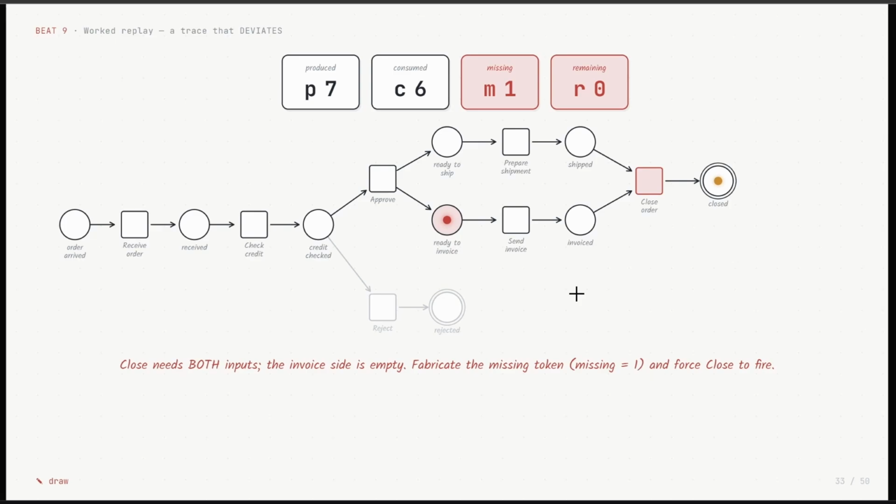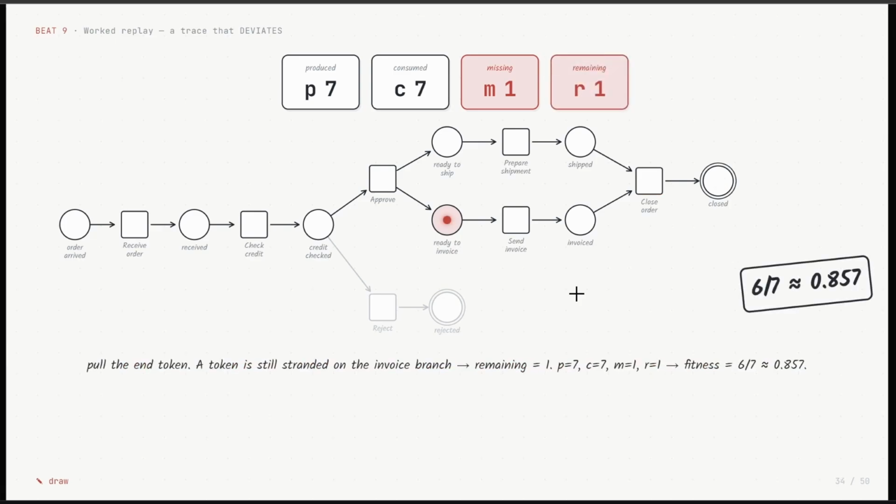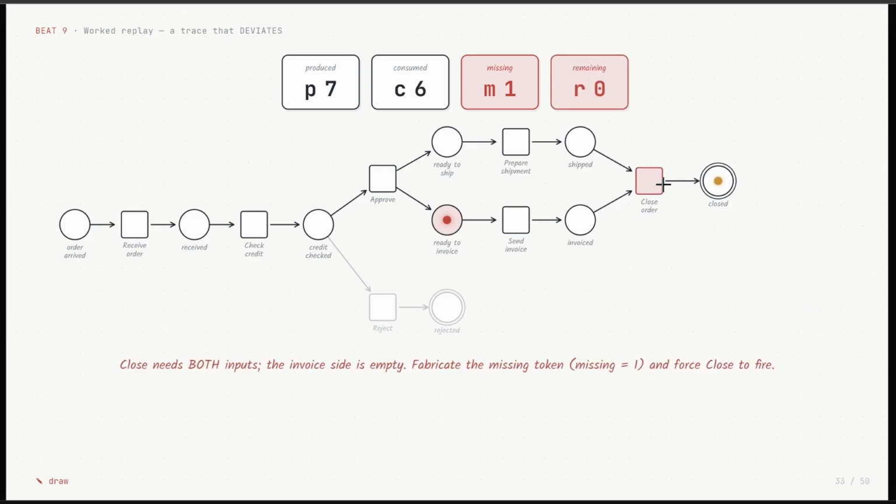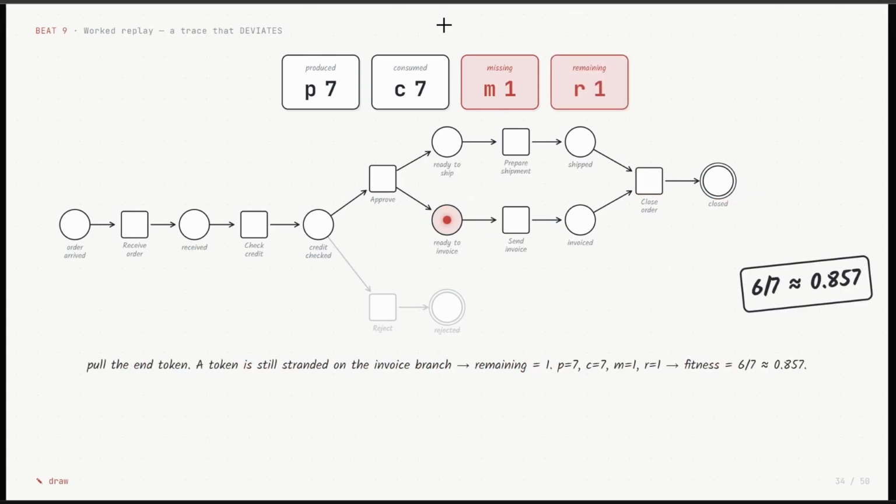The other problem also is that now, when we pull the token out of the end place, we are going to have one remaining token, which is here. So we're going to have to increment both the remaining and the missing token by one. If we calculate the fitness, we're going to have this number, 0.857.